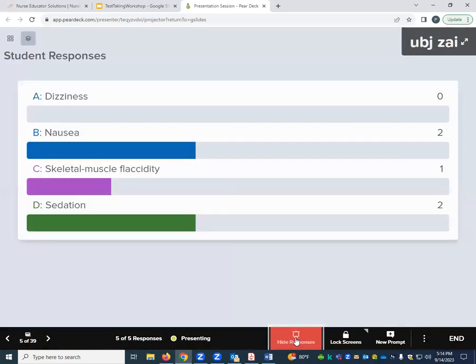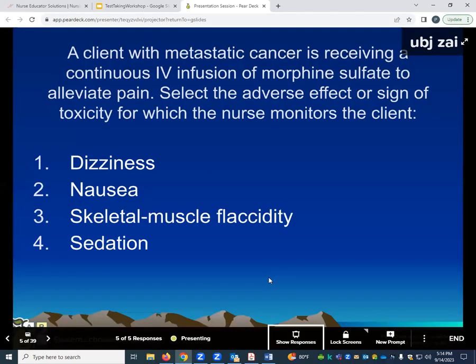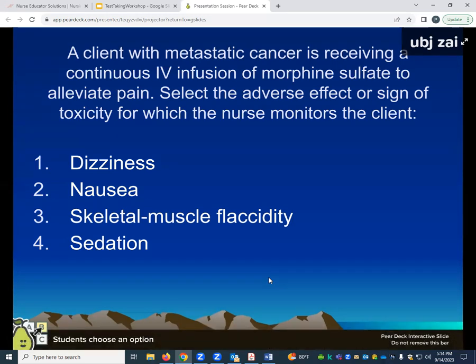So we have a nice little variety of answers here. So let's talk about them. Can anybody tell me, open up your mic and say what you think the key words are in this particular question?